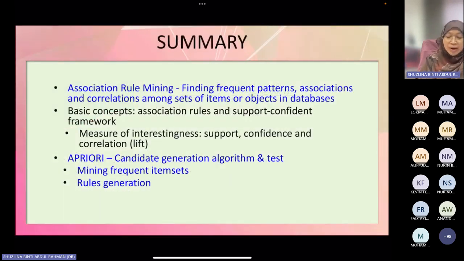All right, so to summarize, association rule mining is basically to find the frequent patterns, associations, or correlations among a set of items in a database, where we make use of interesting measures like support, confidence, and correlation, or simply known as lift. So the notation is S, C, and lift. And we can employ an algorithm like Apriori, based on candidate generation and test, to mine and generate the rules.